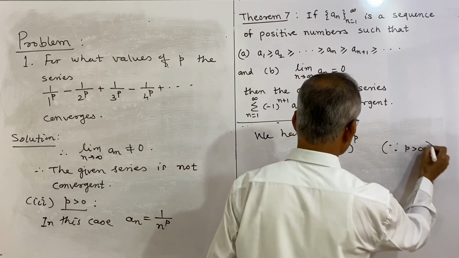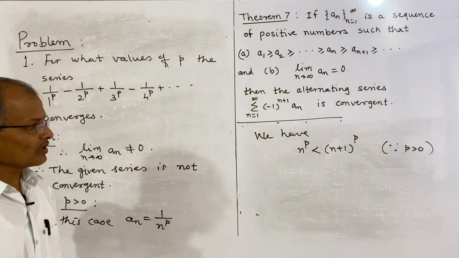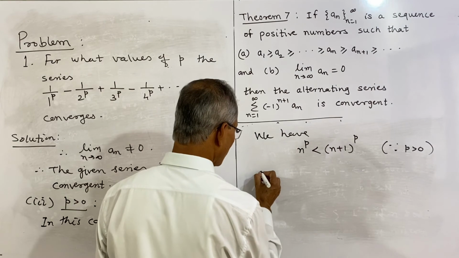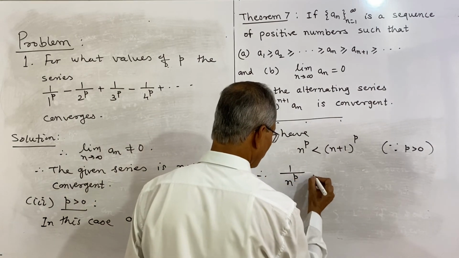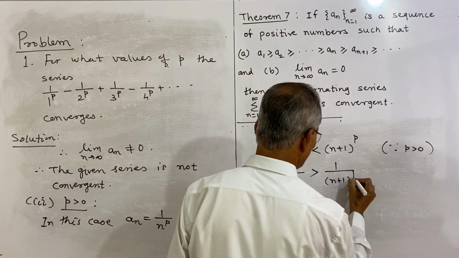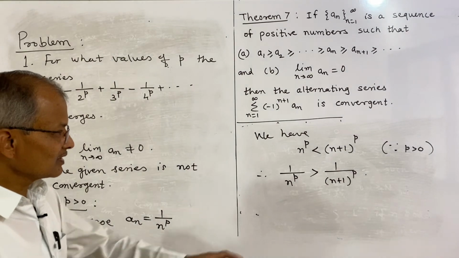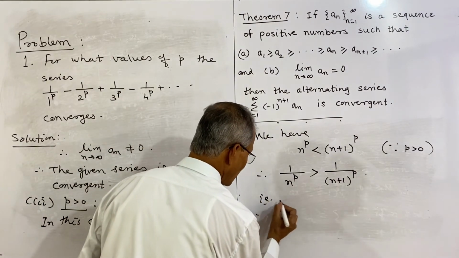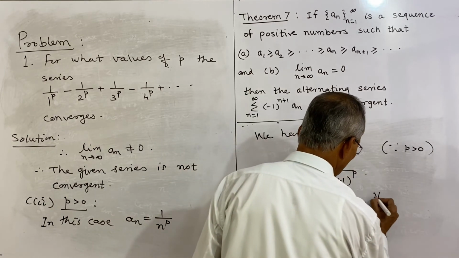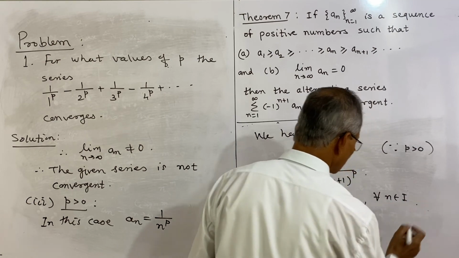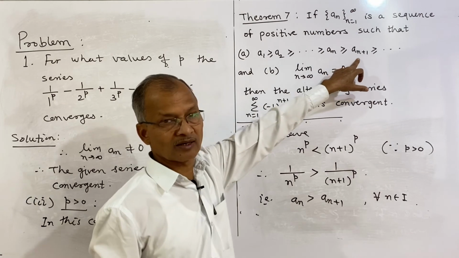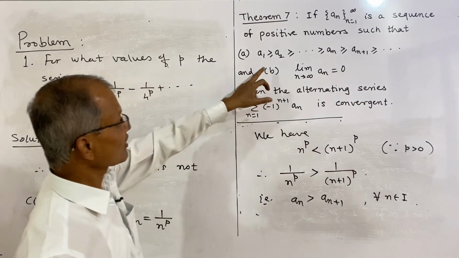Since p is greater than 0 and n is less than n plus 1, therefore n power p is less than n plus 1 power p, and taking the reciprocal we get 1 over n power p, which will be greater than 1 over n plus 1 power p. What is this? This is a_n, that is a_n is greater than a_n plus 1, and this is true for all n belonging to positive integers, and that means the first condition is satisfied. a_n is greater than a_n plus 1. So in this case, therefore A is satisfied.